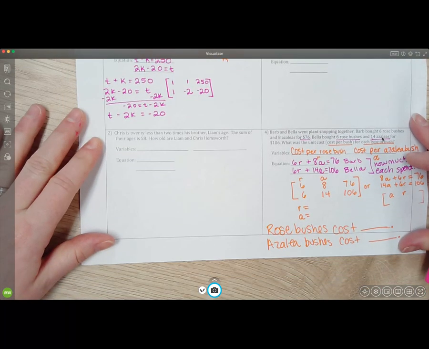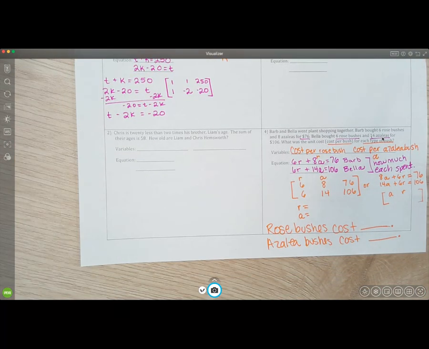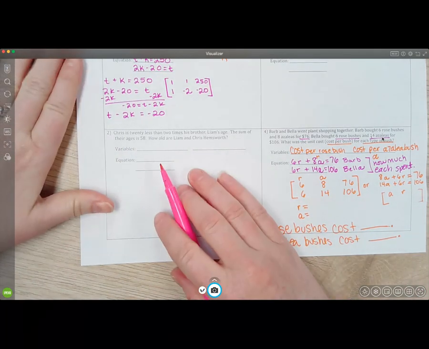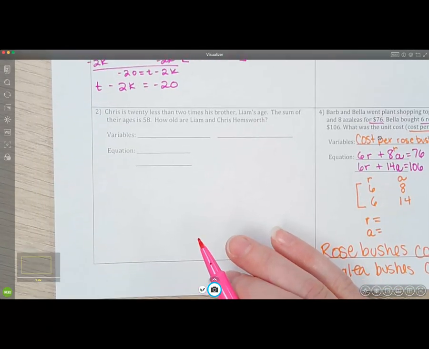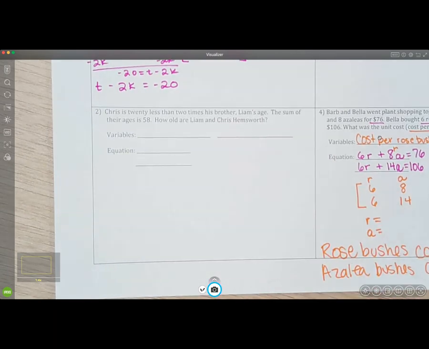All right, let's go to number 2. I'm going to help you just kind of set it up, and then I'll let you go from there. So number 2, Chris is 20 less than 2 times his brother Liam's age. The sum of their ages is 58. How old are Liam and Chris Hemsworth?